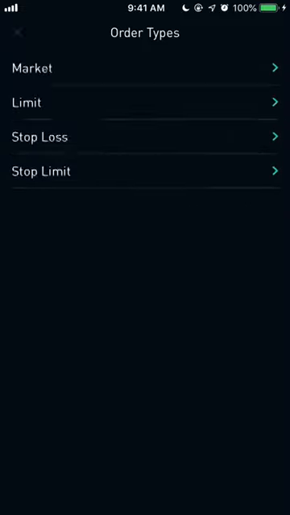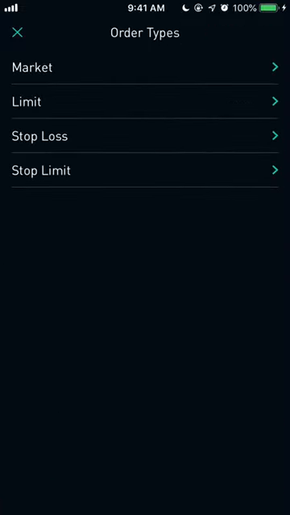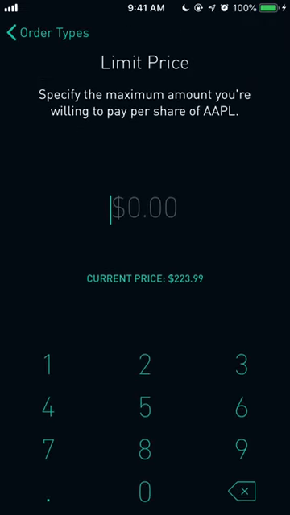So once again, if you click the top right here, order types, and if you go to limit. If you click market, that's just going to buy it at the current price. But if you click limit, it says specify the maximum amount you're willing to pay per share of Apple. So basically what that means in terms of buying, a buy limit order can only be executed at a specified limit price or lower. So for example, let's see, current price of Apple, 229 or 223.